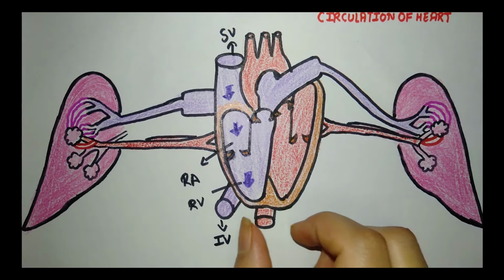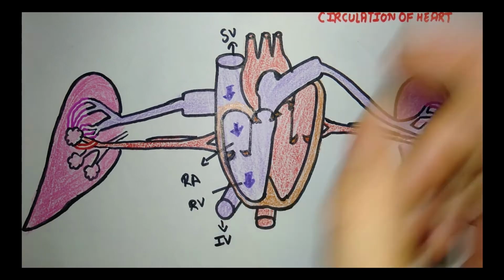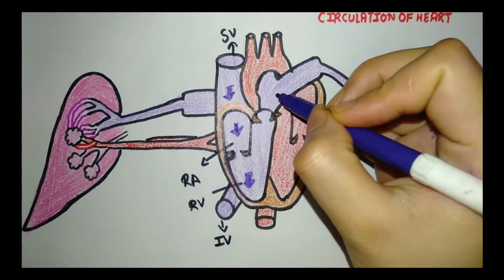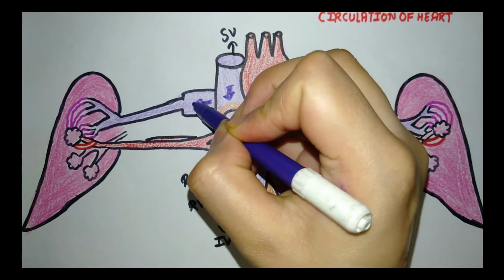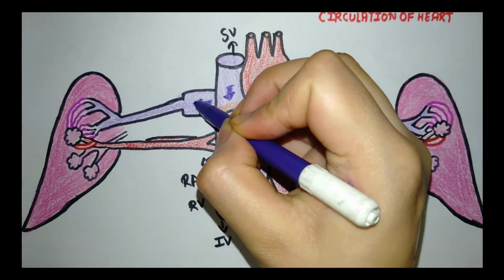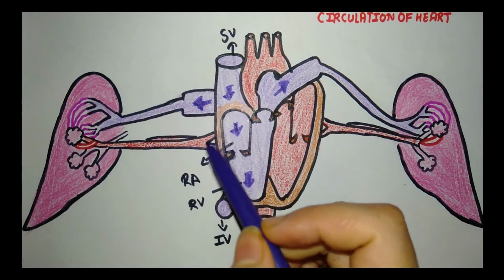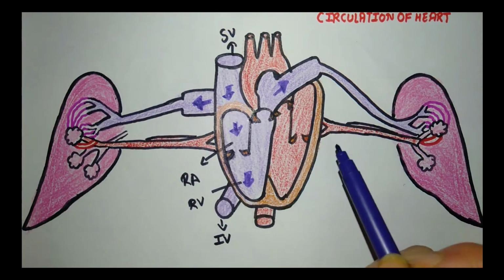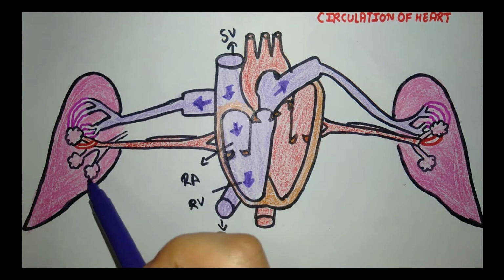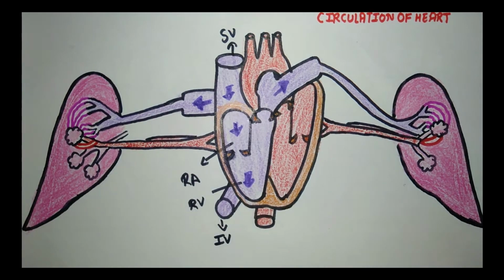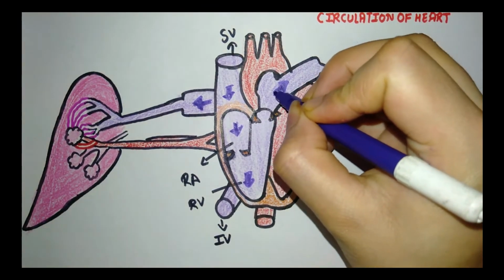And from the right ventricle, during the ventricular contraction, the blood will go towards the pulmonary artery, to the right and the left pulmonary artery, due to the opening of this pulmonary valve. As the pulmonary artery is divided into right and left, the right side of the pulmonary artery carries the deoxygenated blood towards the right lung, and the left side carries the deoxygenated blood towards the left lung here.